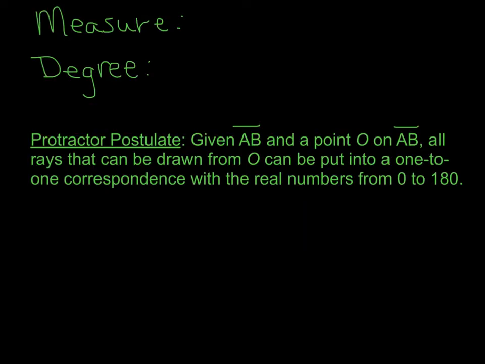So let's get into some more vocabulary. I want you to distinguish the difference between the measure and a degree. The measure of an angle is usually given in degrees. So the degree is part of classifying the measure of an angle. So since there are 360 degrees in a circle, 1 degree is actually 1/360th of a circle.